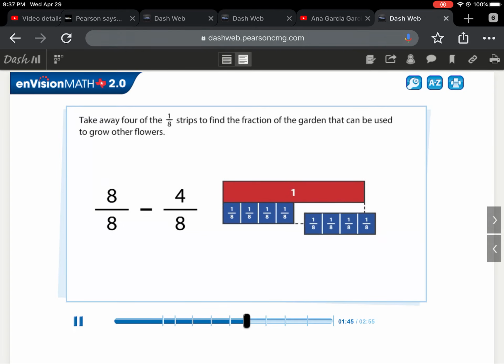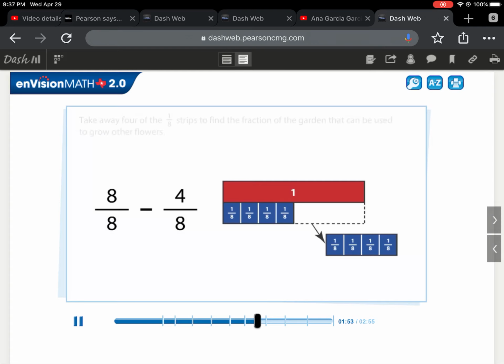Why do you need to take away 4 of the 1/8 strips? To find the fraction of the garden that can be used to grow other flowers. Now that you have taken away 4 strips, what fraction of the garden can be used for other flowers? 4 strips are left, so 4/8 of the garden is left to grow other flowers.